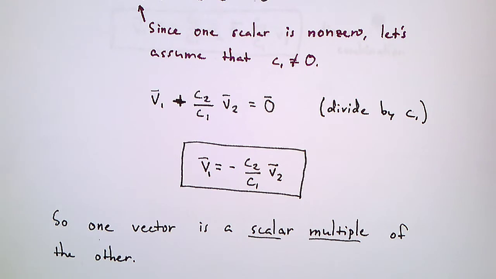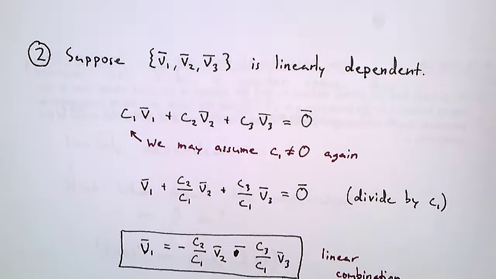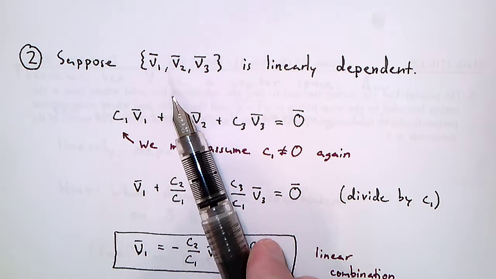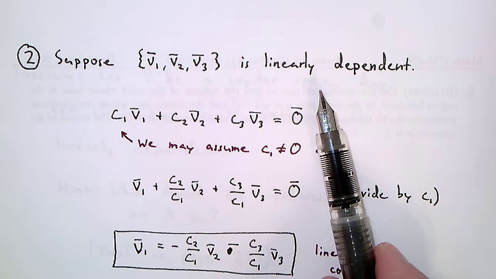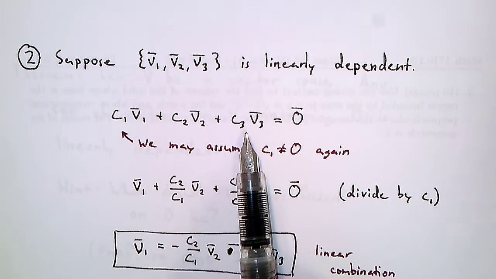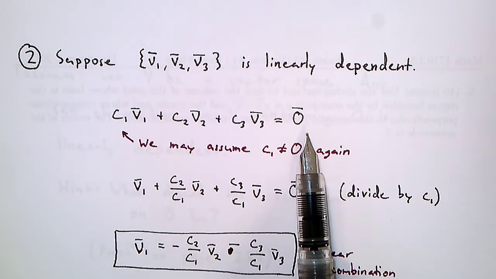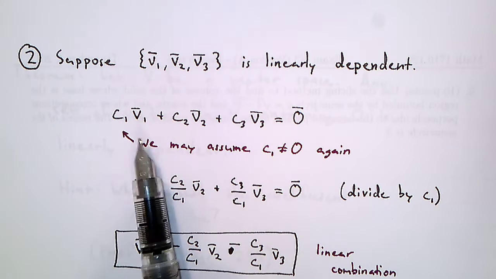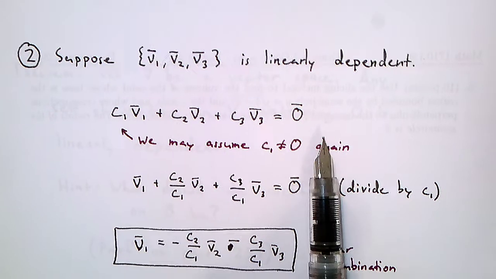Things get slightly more complicated if there are three vectors, like there are in the next little example. So suppose this other set with v1, v2, and v3 is linearly dependent. So that means we have the same equation with an extra vector, c3v3, and it's set equal to 0. And we know that at least one of these coefficients is non-zero, so let's just go ahead and assume again that the first one, c1, is not 0. Now divide through on both sides of the equation by c1.